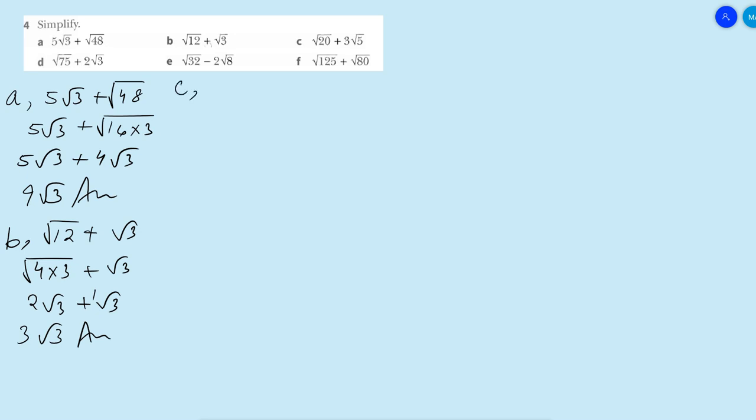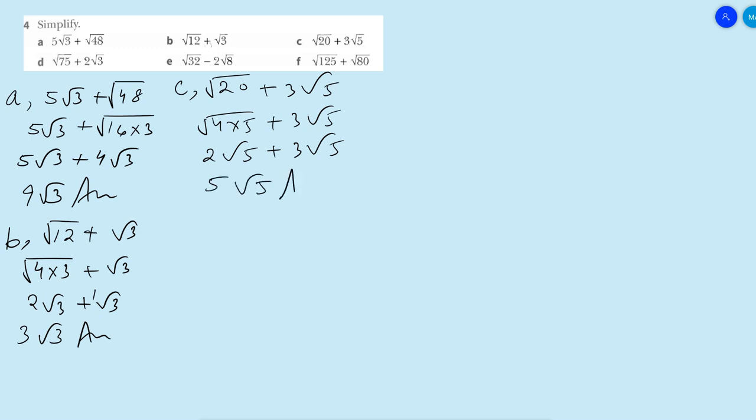Come to part C: root 20 plus 3 root 5. 20 can be written 4 into 5, plus 3 root 5. Square root of 4 is 2, 2 root 5 plus 3 root 5. This time both the values of square root are the same. So 2 plus 3 is 5. 5 root 5 is the answer.